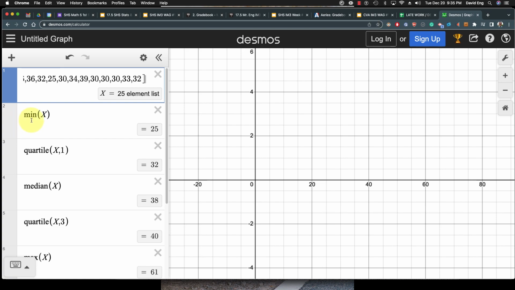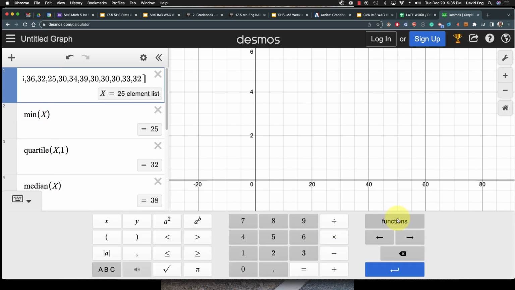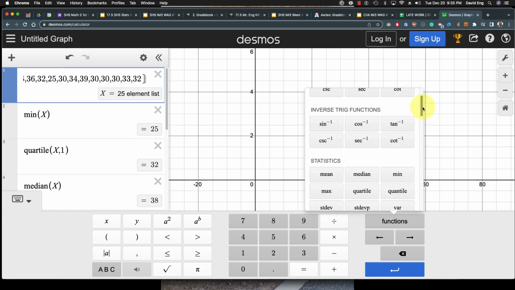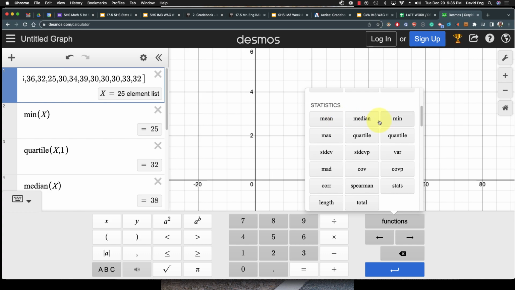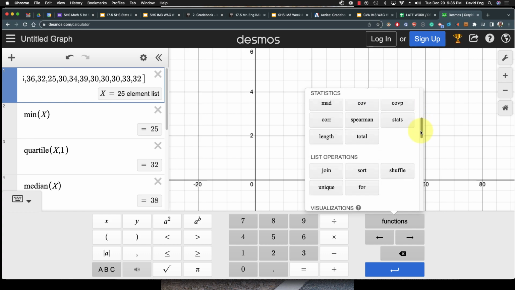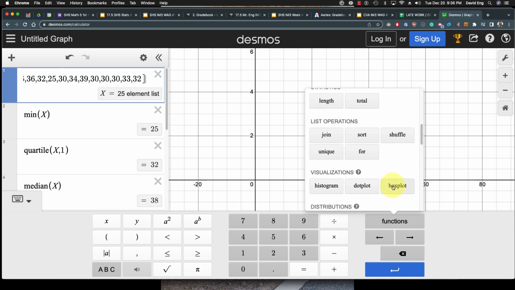And then I typed in min for minimum. You can also get that from the keyboard, clicking functions, and then scrolling down. There's a bunch of things you can use in here. Mean, median, min, max, quartile, standard deviation of the population, and box plot.